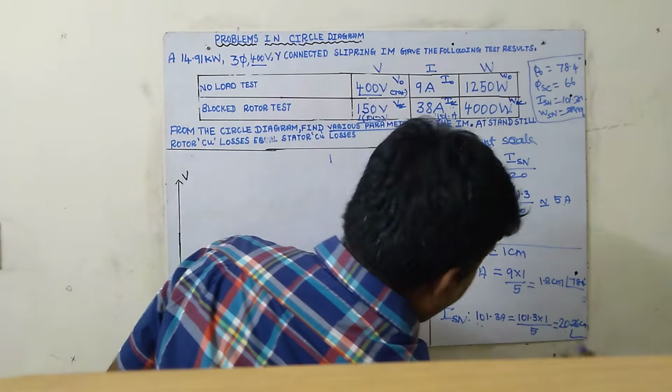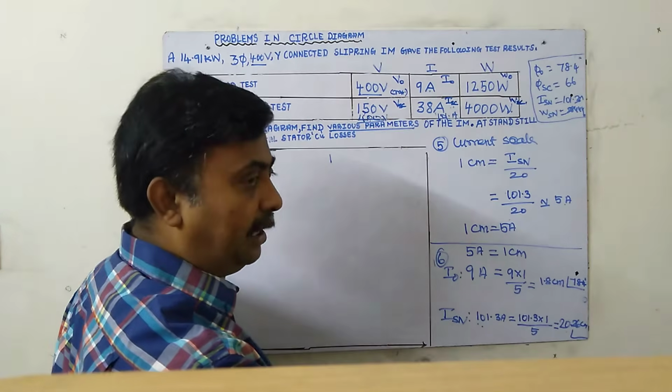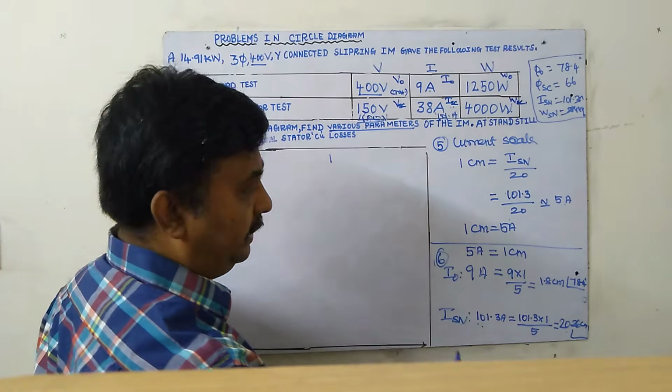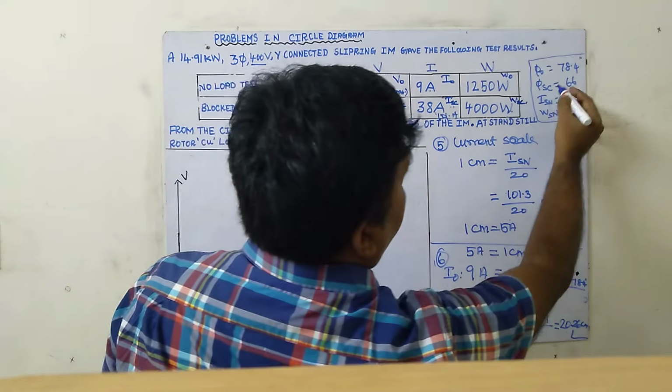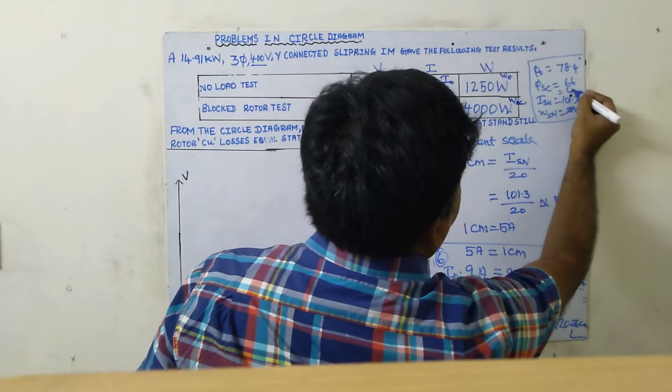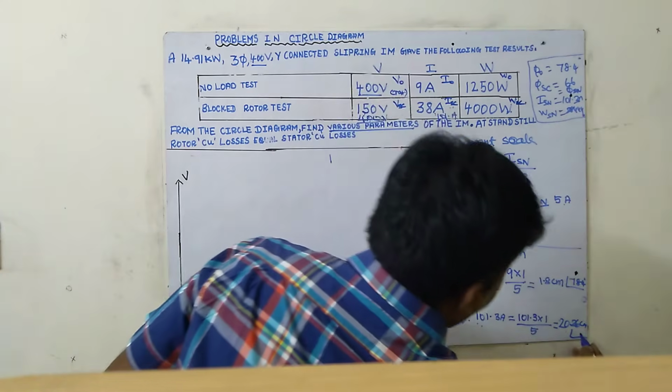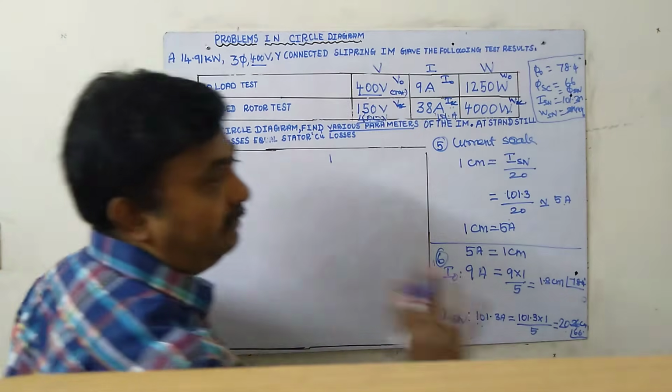What is the angle? The angle is phi SC, phi SN and phi SC are same. So phi SC will be equal to phi SN, because both will be in the same phase. So it is 66 degree. This thing we have to take.